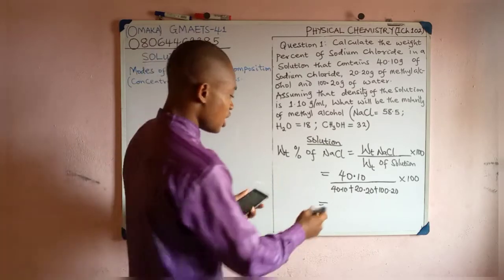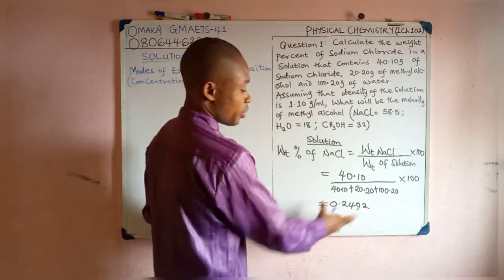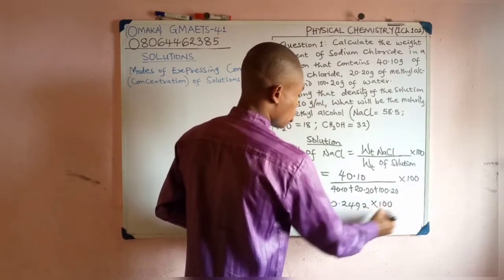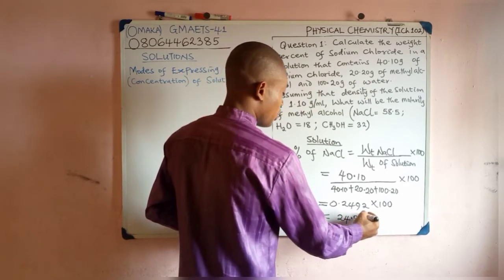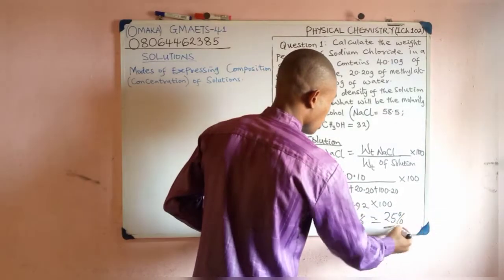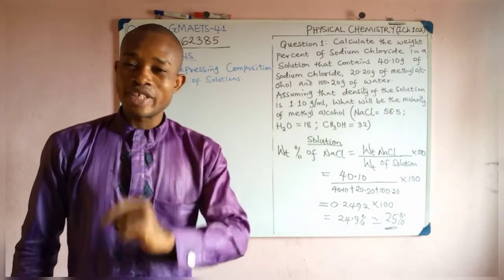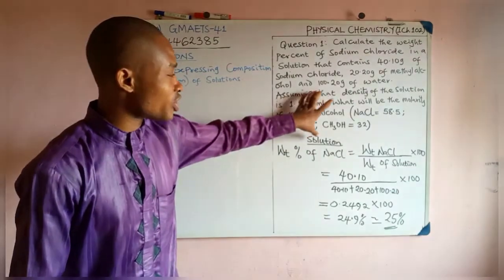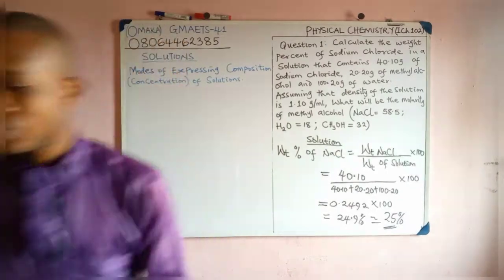So it's giving me 0.24922. Now that's 0.2492. Let me pick 4 decimals, multiply by 100. If you multiply this by 100, you get 24.9%, which is approximately equal to 25%. So this is the weight percent of sodium chloride in this solution. We should take a break. When we come back, we'll solve the second part, that is the molarity of methyl alcohol.